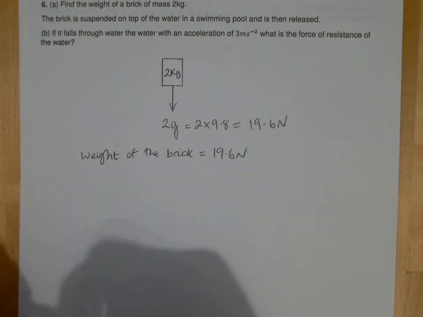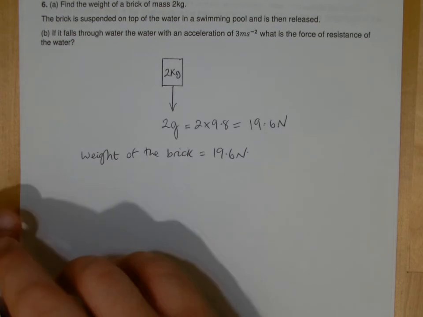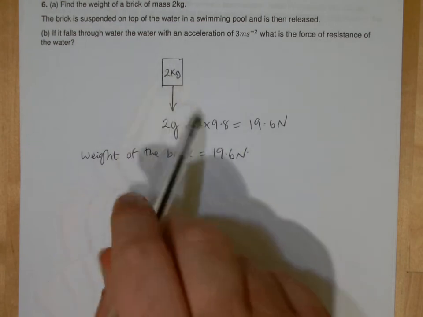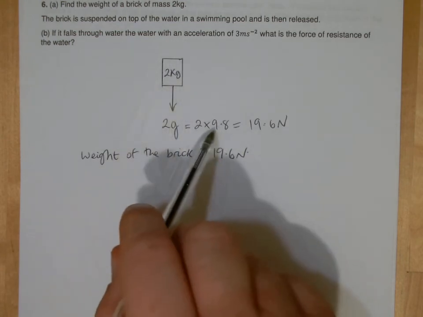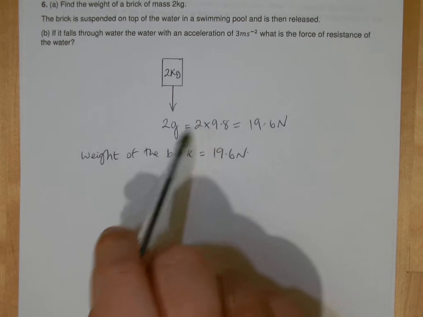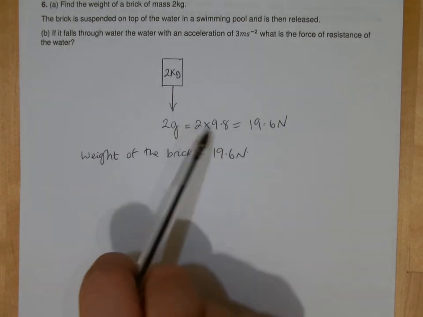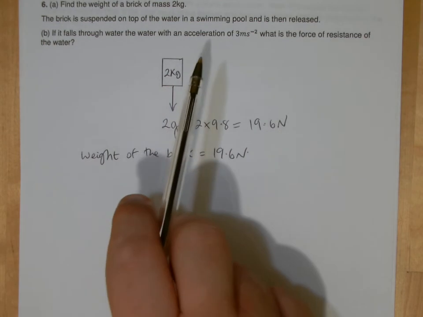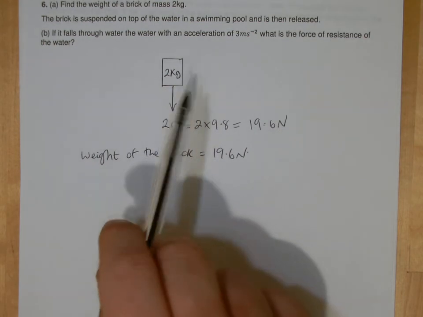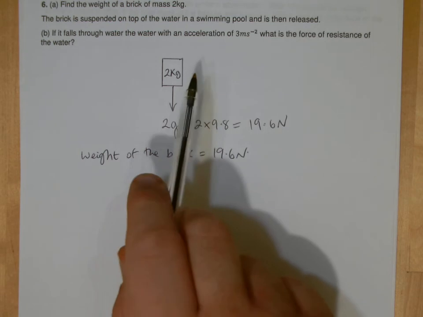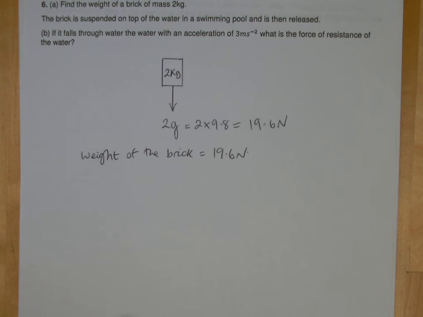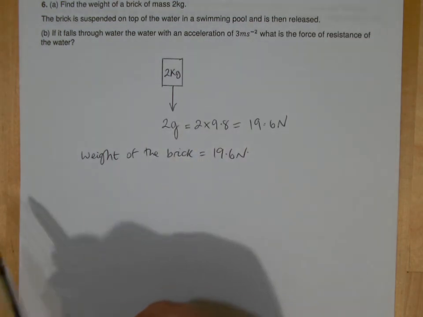Well, if it falls through water, the acceleration will be different, won't it? It won't be as much as 9.8, because that's the effect of gravity on an object. It'll fall at an acceleration of 9.8. But if it goes through a substance like water, it won't accelerate as fast because there'll be a resistance. So when something goes through water, it falls at a much slower rate, and the acceleration here is 3. So what's the force of resistance of the water?